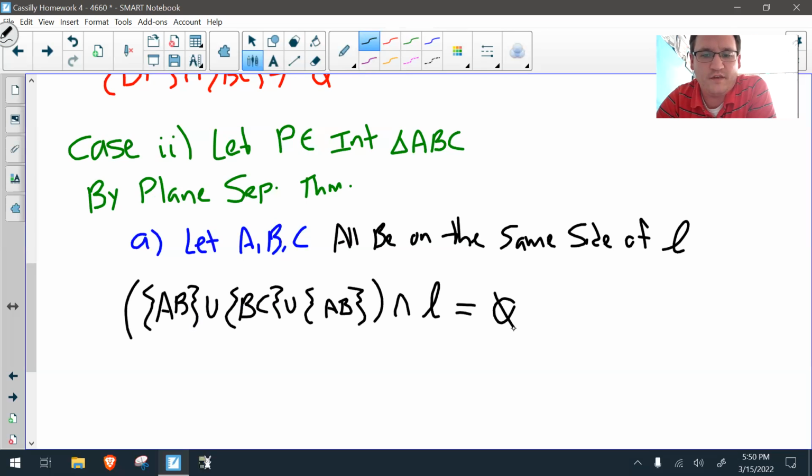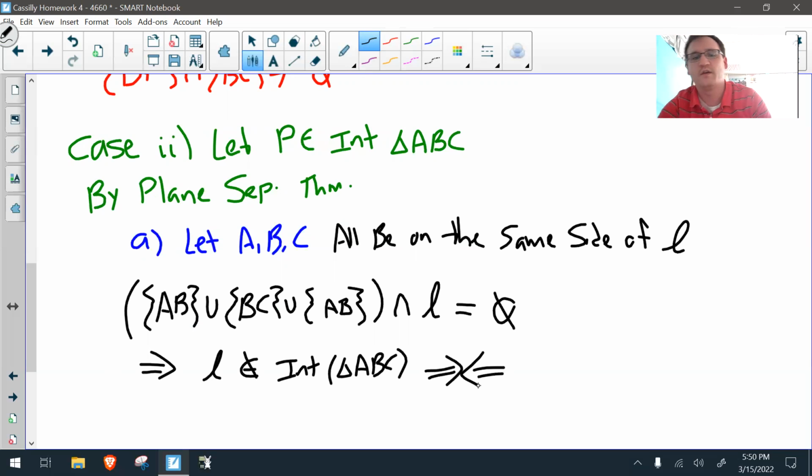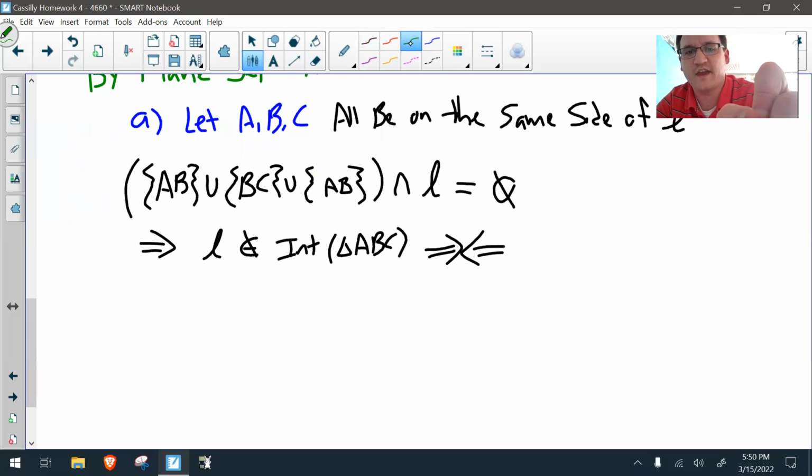Okay, and what this means is that DP is not on the interior of ABC. So this implies L is not in the interior of triangle ABC. Okay, this is a contradiction because by assumption, D and P are on the interior of the triangle. Okay, so that was case A.